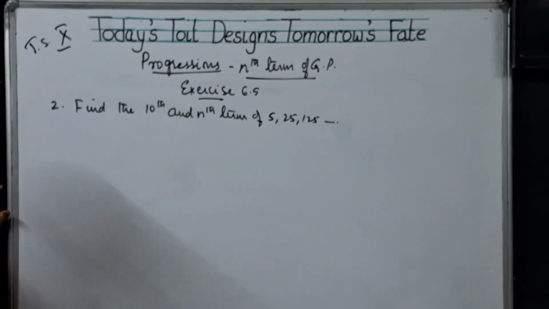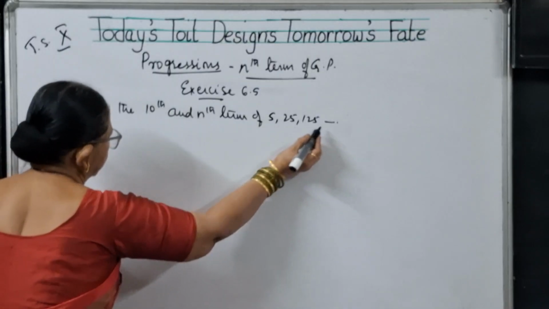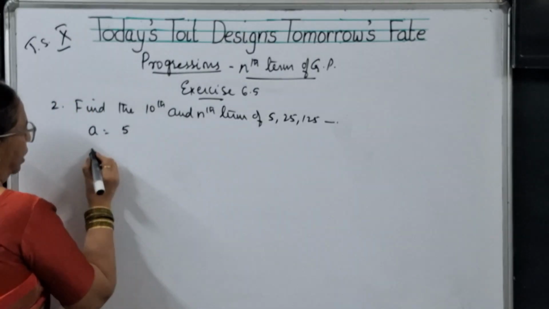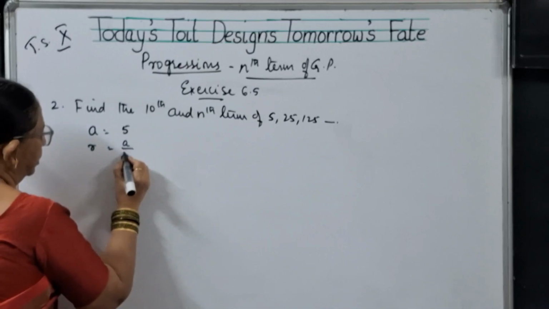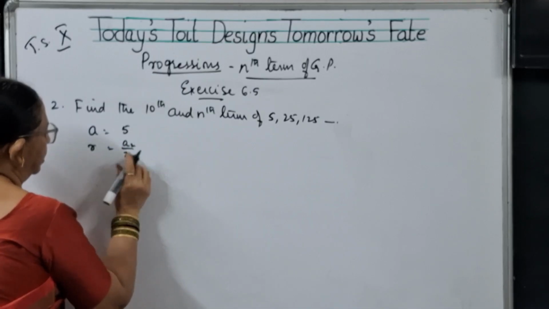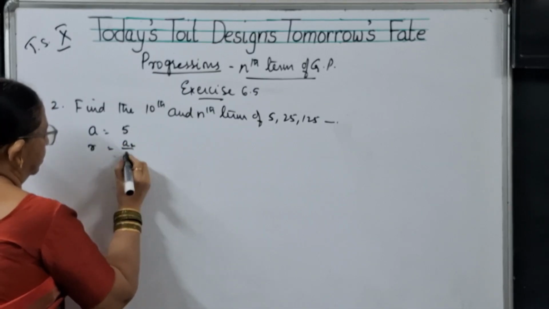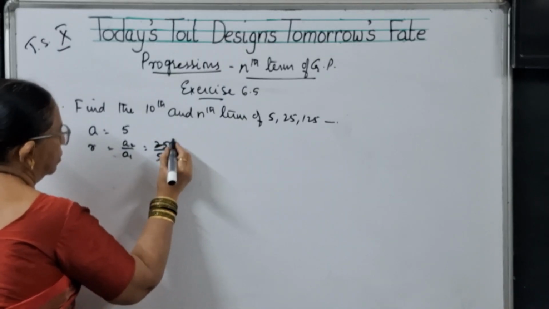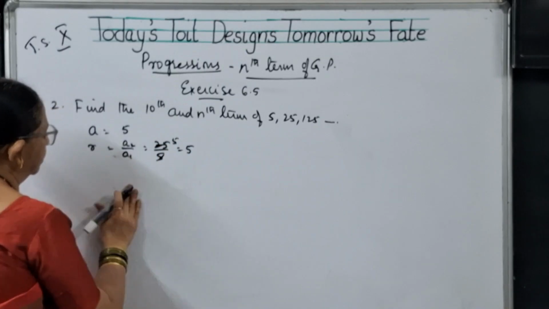In this problem, you have to find the 10th term and nth term of the GP. So here A is given as 5 and R is a2 by a1, that is 25 by 5. 5 5s are 25. R is 5.